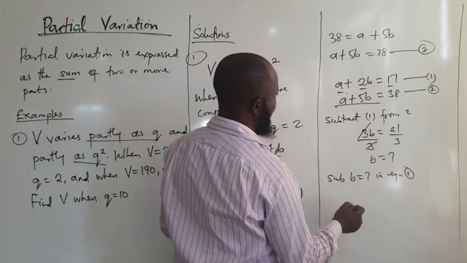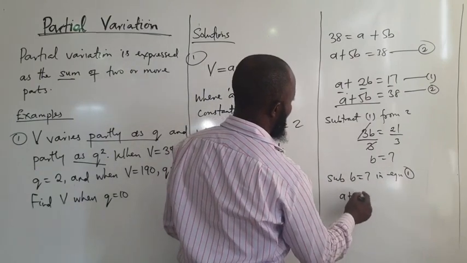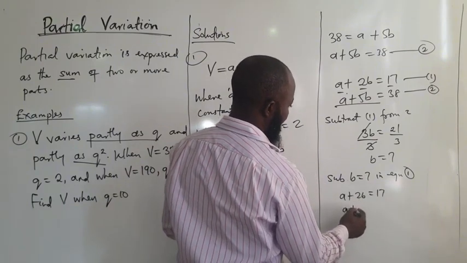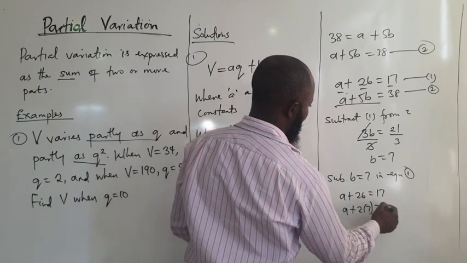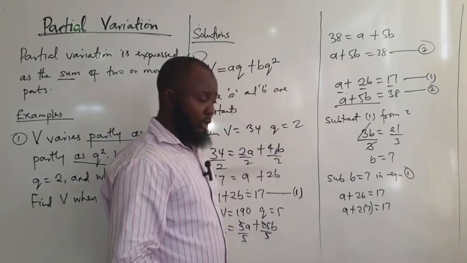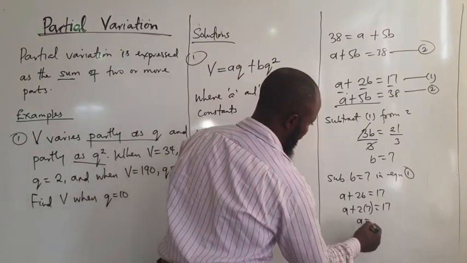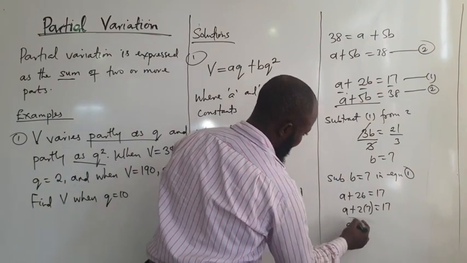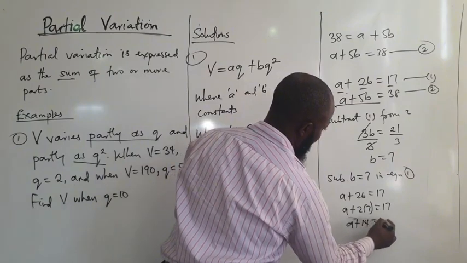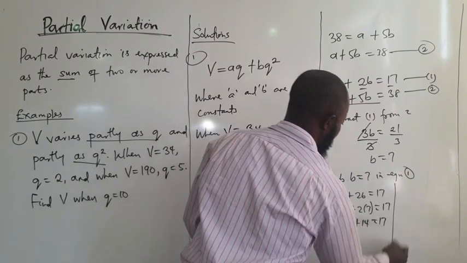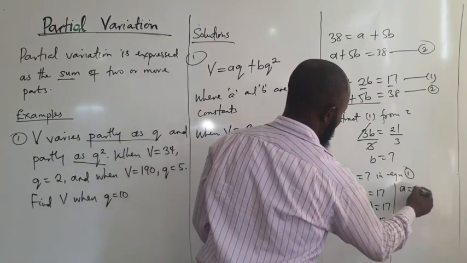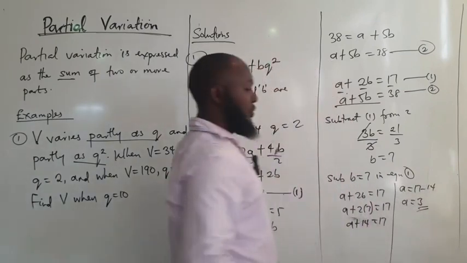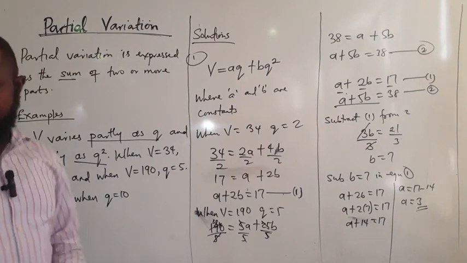So what's our equation 1? a plus 2b equals 17. So that means a plus 2 times 7 equals 17. That means a plus 14 equals 17, and that will give us a equals 17 minus 14. Therefore, a equals 3. So the value of the second constant is 3.